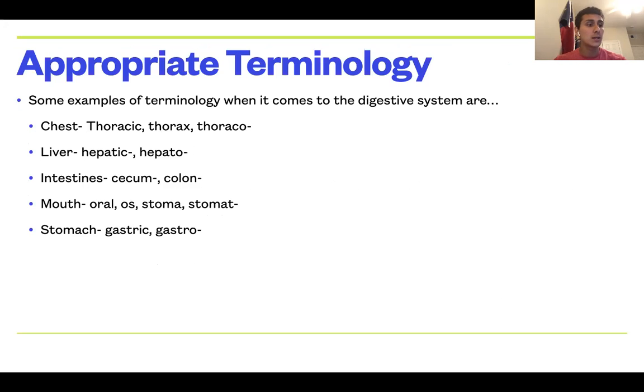So appropriate terminology in regard to the digestive system. These include chest. The terminology will be thoracic, thorax, or thoraco. The liver, hepatic or hepato. An example of hepatic or hepato being used in a real word would be hepatocytes, which are the cells of the liver. We also have intestines, which are the cecum or colon, mouth, oral, os, stoma, or stomat. And an example of this would be stomatitis, which is inflammation of the mouth and lips. And we also have the stomach, gastric, and gastro.